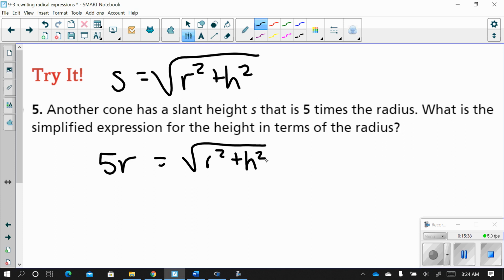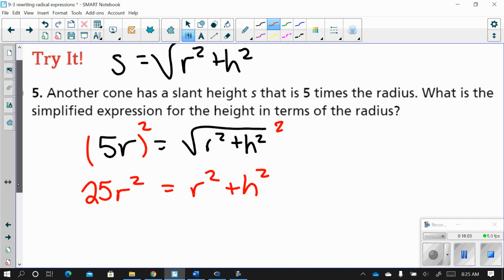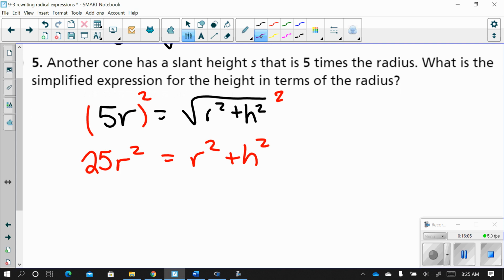h squared. Okay, so what this is saying is get h by itself. So the first thing we need to do is get rid of the square root. So I'm going to square both sides. So 5r squared means 5r times 5r, 25r squared, equals r squared plus h squared. And again, I'm solving for h. So the next thing I want to do is subtract the r squared, giving me 24r squared.